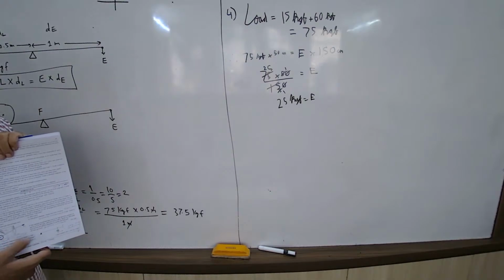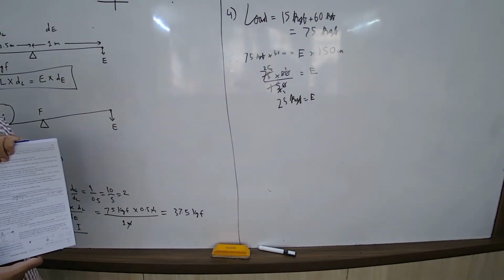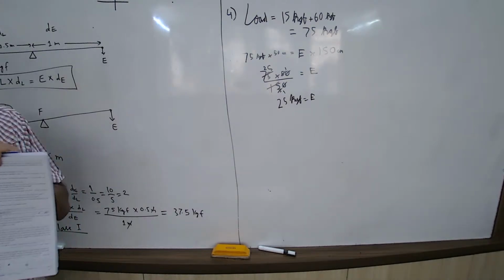कहाँ से लेना पड़ता है हमको effort distance? हमेशा fulcrum से लेना पड़ता है, ठीक है? So it is 100 plus 50 because fulcrum is at one end, इसलिए 150 हो गया, ठीक है, good.